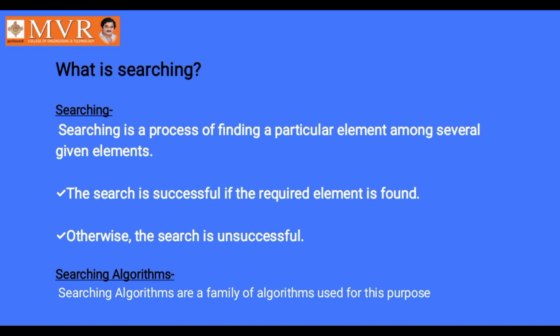Now coming to what is searching. Searching is nothing but a process of finding a particular element among a given list of elements. That is, if we want to find any data or any element in a given list of elements, then we use the searching procedure. If we find the element, then we say that the search is successful. Otherwise, we say that the search is unsuccessful. We have a number of searching algorithms in computers for the process of searching.